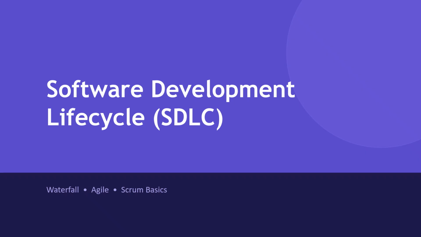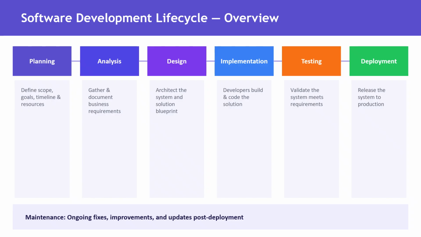SDLC ensures that software is developed in a systematic way with proper planning, validation, and continuous improvement. In this section, we are not just learning theory, we are understanding how real world projects are executed. Let's go step by step through the SDLC lifecycle. Think of this like building a house. First, planning. Before construction starts, we decide what we are building, budget, timeline, resources, etc. Similarly, in software, planning defines project scope and goals.